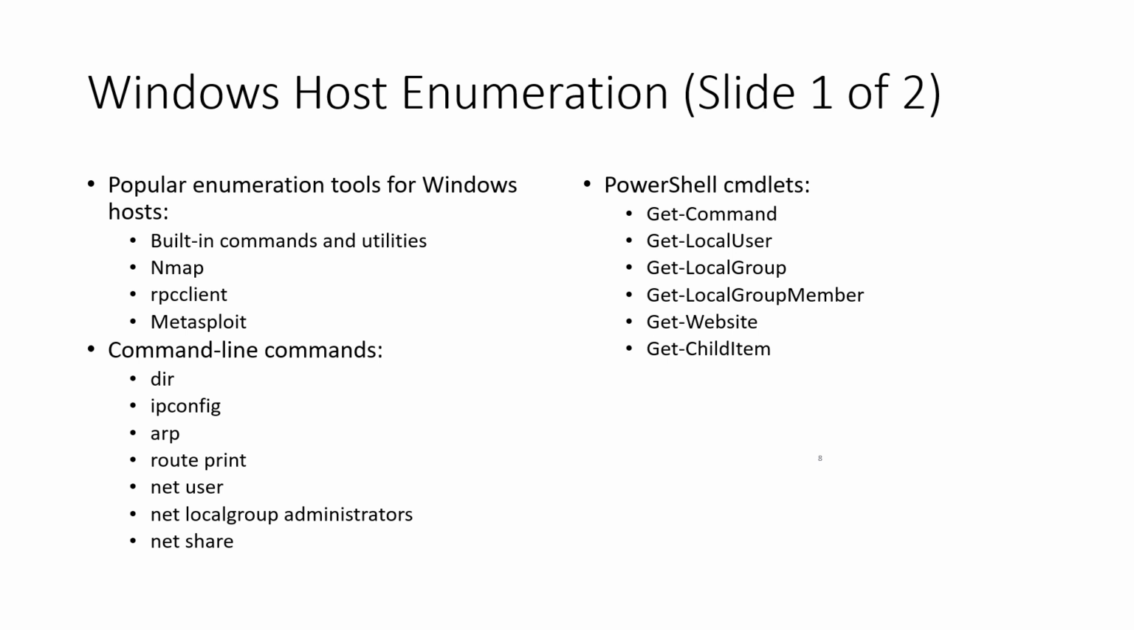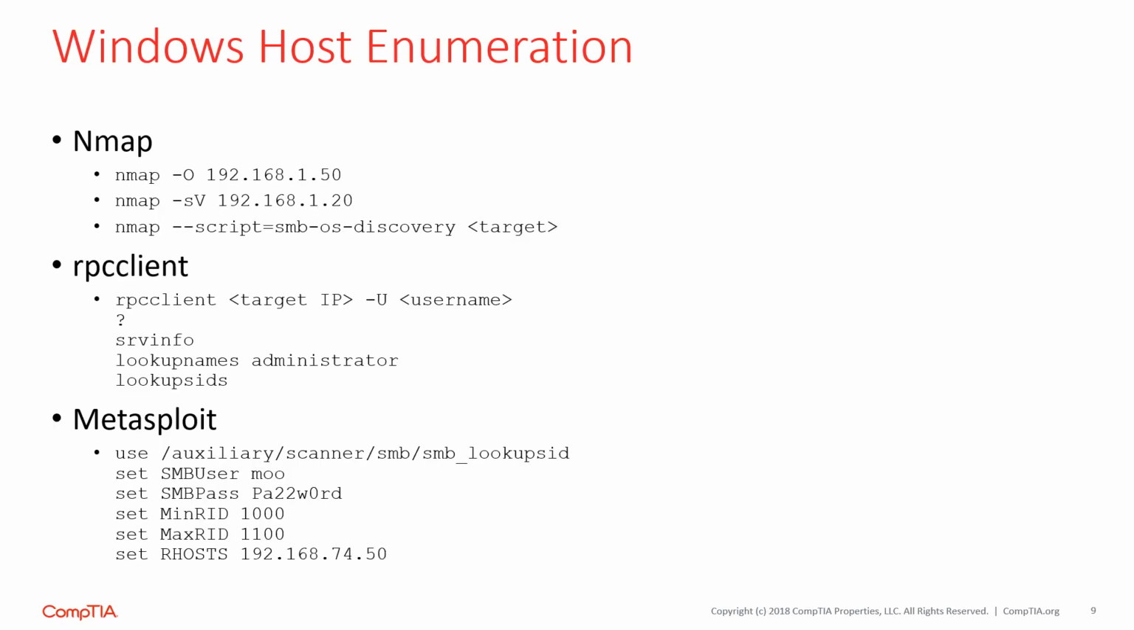When enumerating Windows hosts, there are a number of tools you can use. Some of the more popular ones are listed here. For Windows hosts, you may use built-in commands or Nmap, rpcclient, or Metasploit. For command lines, we have this, and some of these commands we have explored already. The list of commands under PowerShell are the ones listed here on the right side. I have here a screenshot of some of the commands for Windows host enumeration. Some of these commands are being explored in your virtual lab activity in the Cengage material.